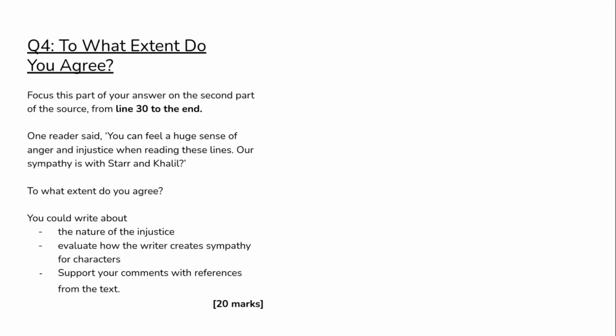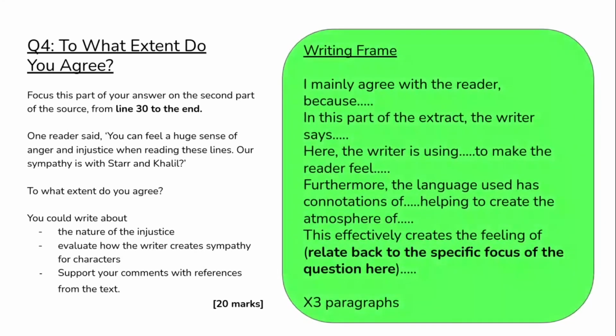So you're going to take those things from the question, i.e. huge sense of anger and injustice, and here you're going to look for the nature of the injustice, how the writer creates sympathy, and support your comments with references from the text. Again, all of these things are essential to get the 20 marks. So in my writing frame, it is PETAL again, however with slightly more specific directed starters. I mainly agree with the reader because... now it could be I strongly agree, I don't agree, but either way you have to address the statement straight away because that is part of answering this question.